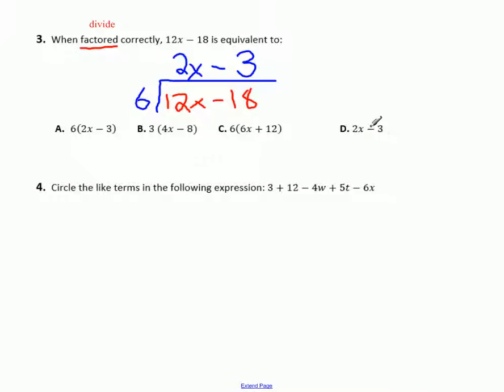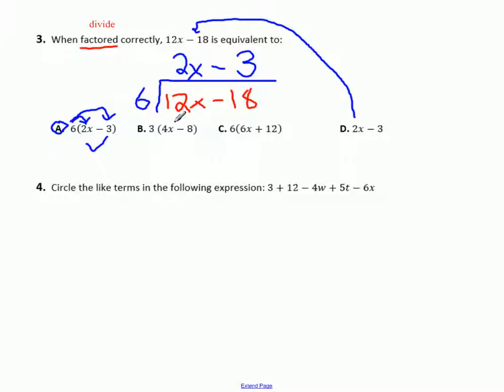Now, some very tricky answers in here. Letter D looks like 2x minus 3. Well, that's what I wrote. But is 2x minus 3 equal to what I started with? It's not. The only thing that's equal is if I write this expression, but I also include the number that I divided out, which is why letter A is actually the right choice. Because if I distribute this, 6 times 2x is 12x. 6 times -3 is -18. I know that's the right answer.